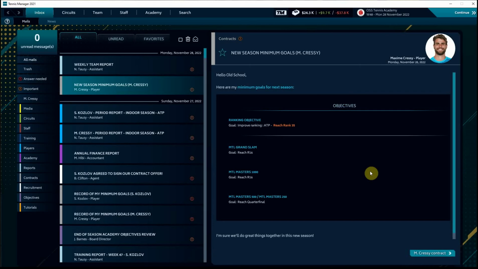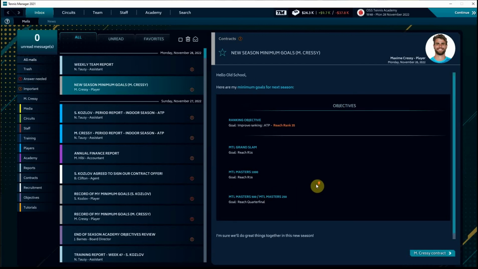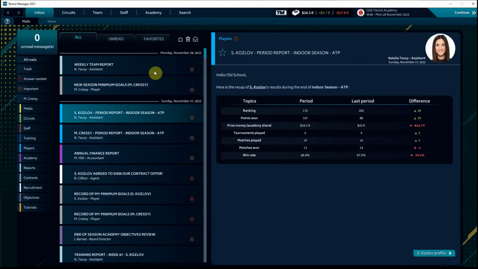And Maxime's come back with his new goals, wants to get to 35th in the world, reach the round of 16 in a Grand Slam and a Masters event, and a quarterfinal in a 500 level or 250 event. So very ambitious goals for him, but we'll see how they go.